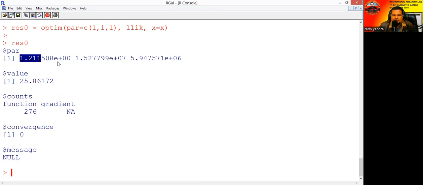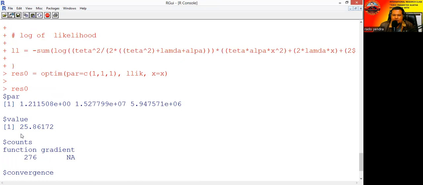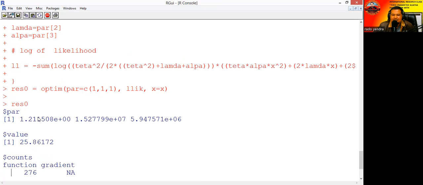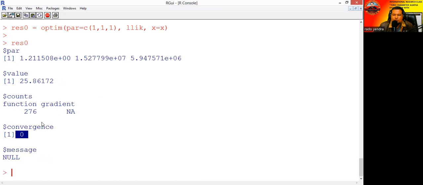This is for the theta. This is for the lambda, and this parameter is for the alpha, with convergence. Okay, it means we have successfully estimated the parameters using optim. Optim means the tool in R.